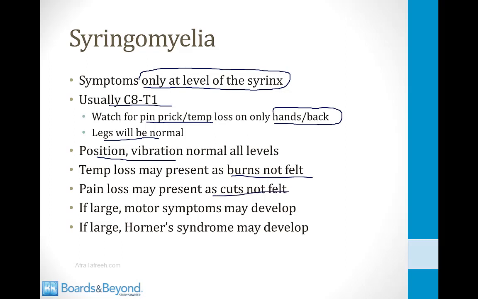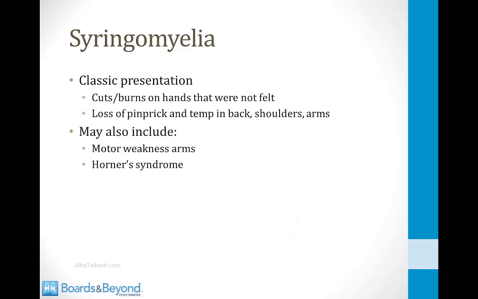Now, if it's a large syrinx, you may get those motor symptoms like I showed you before, and if it's very large, you may also get Horner syndrome. So the classic presentation is going to be a patient who has cuts and burns on their hands that weren't felt, and they've lost pinprick and temperature in the back, shoulders, and arms. And then remember that it may also include motor weakness or Horner syndrome if it's a very big lesion.